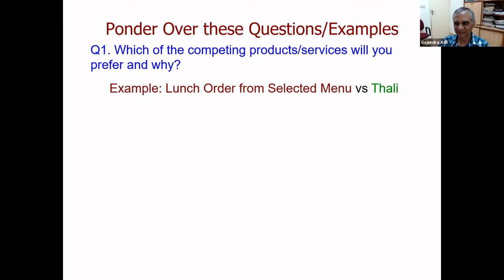So let me summarize what I'm getting. One of the good things about the selected menu is the choice you get. In thali I may have 10 items, I may not like all 10, so I may waste some. That may also happen, right? But if it's a menu, then I will just get what I want, according to my taste. So that's one major point in favor of that.